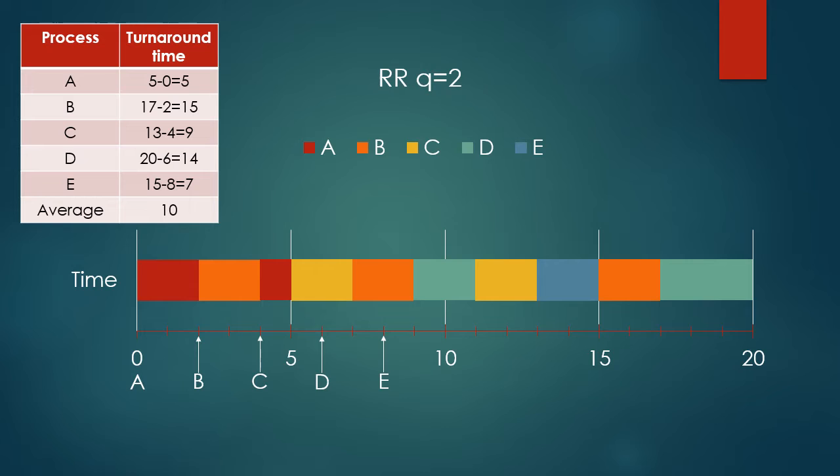C arrives at 4 and finishes off at 13. Turnaround time is 9. D arrives at 6 and finishes off at 20. Turnaround time is 14. E arrives at 8 and finishes off at 15. So the turnaround time for E is 7. Average turnaround time is the sum of individual turnaround times divided by the total number of processes, which comes out to be 10 units or 10 seconds.